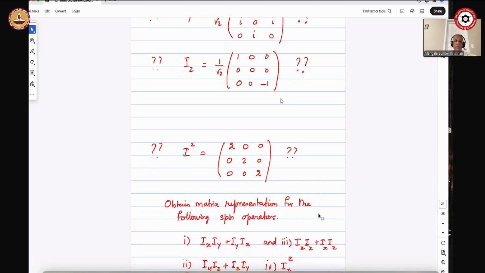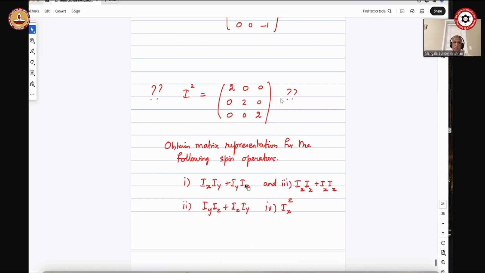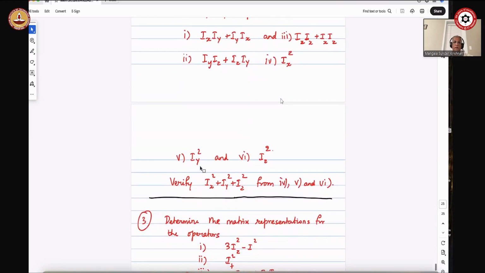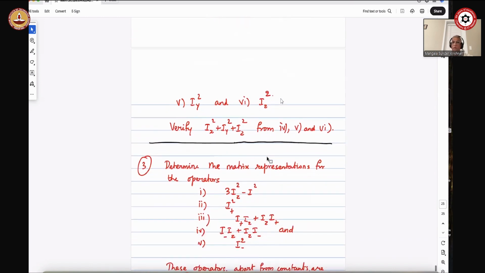Now, in spin 1, the commutator of Ix and Iy is not 0. In spin 1/2, the commutator of sigma x and sigma y was 0. But Ix Iy plus Iy Ix is not 0. Ix Iz plus Iz Ix is also not 0. So you can calculate matrices for all these things using these matrices. Likewise, calculate the matrix for Iy squared and for Iz squared. These are all problems that you should be able to do.